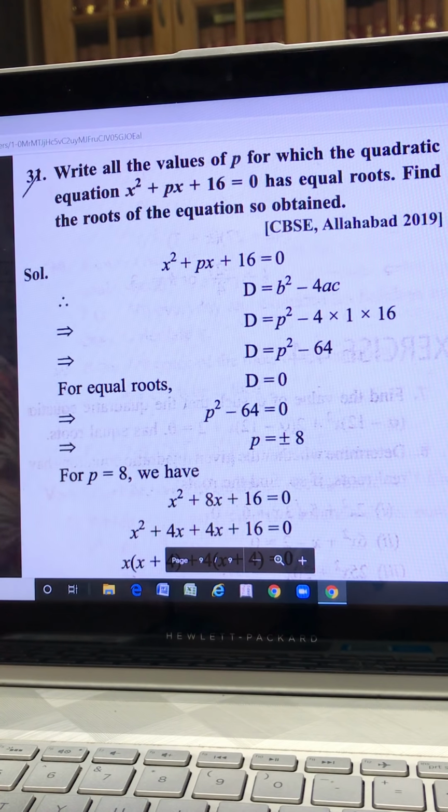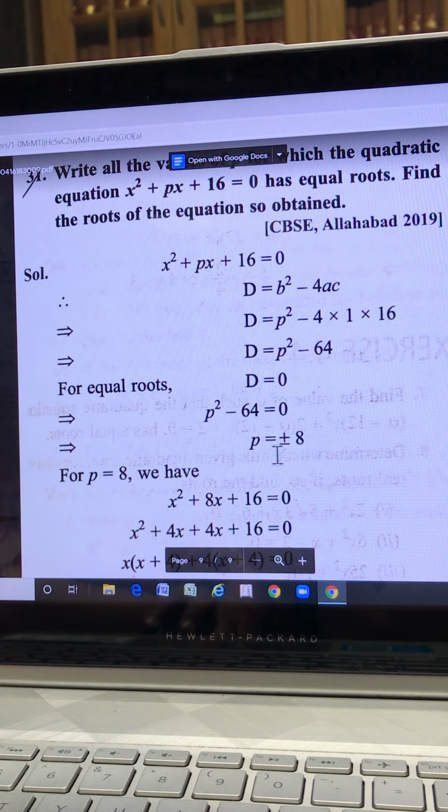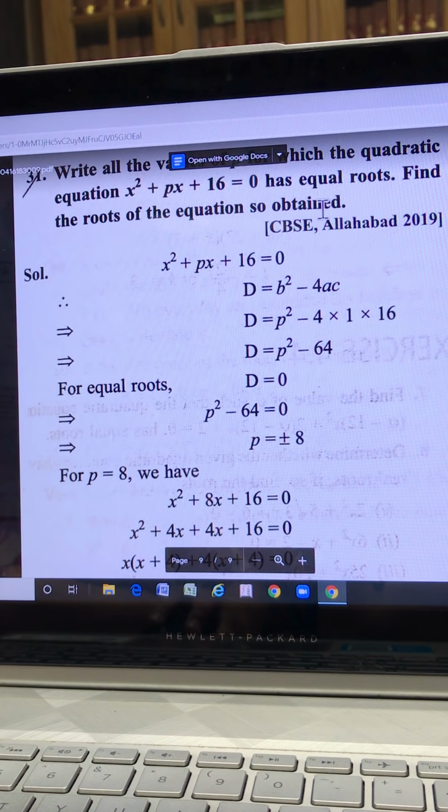So what you will do? You will find the discriminant by b square minus 4ac. Use the formula. Put the value of the discriminant as 0. That will give you the value of p as plus minus 8. The question says find the roots of the equation so obtained.